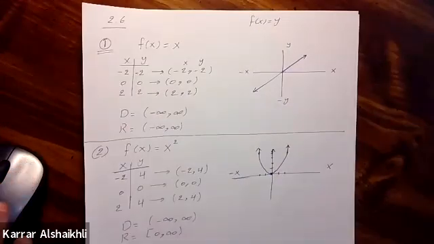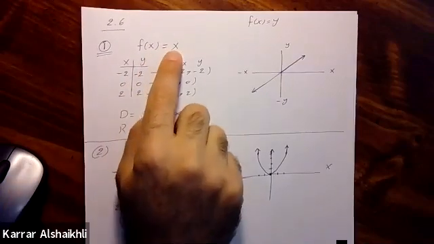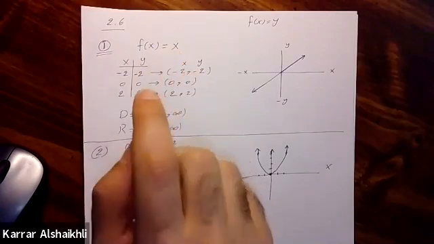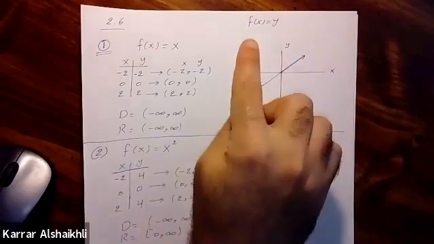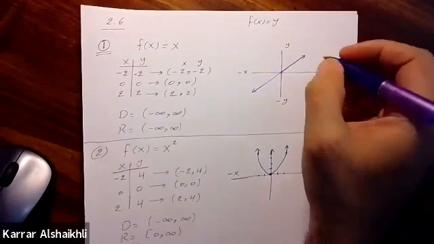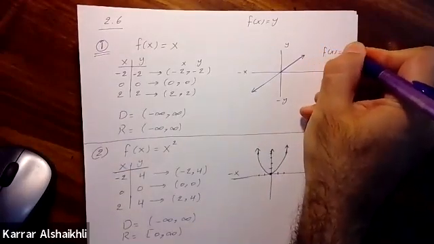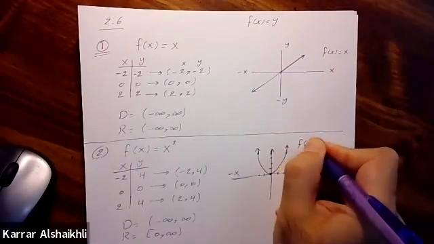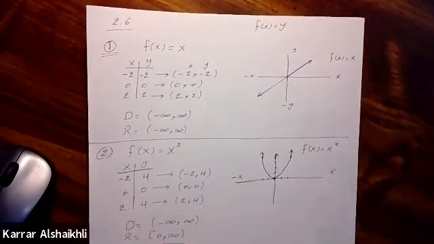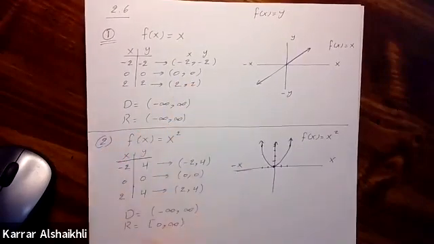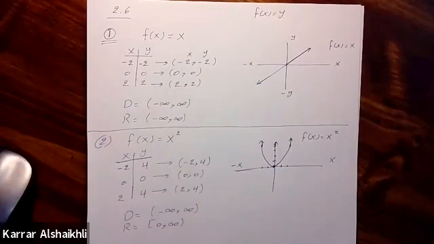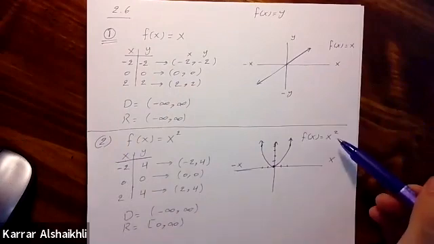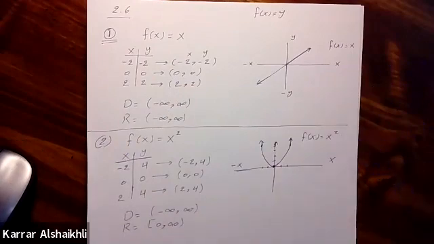So we have two types. When f of x equal x, you can use these points to graph the function. This is the function f of x equal x, this is the graph, and this is when f of x equal x squared. You have to know these two kinds of function because we're going to study the third one. The third one is going to be x cubed.